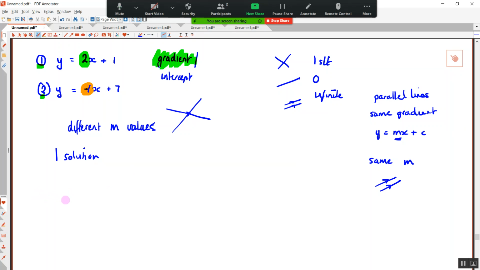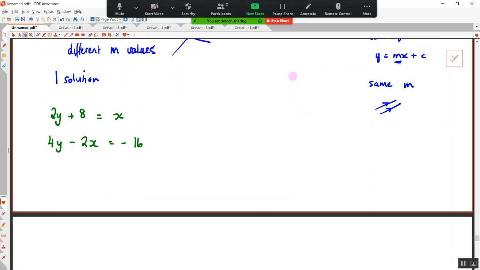So the next, okay, well, let's do the next one then. So the next one is we've got 2y plus 8 is equal to x, and we've got 4y subtract 2x is equal to negative 16. Now, these are not in gradient intercept, but we could change them into gradient intercept if we like. So let's do that.